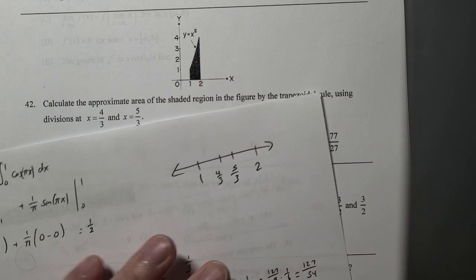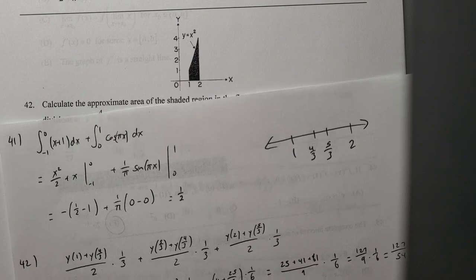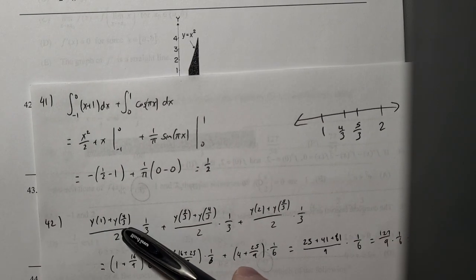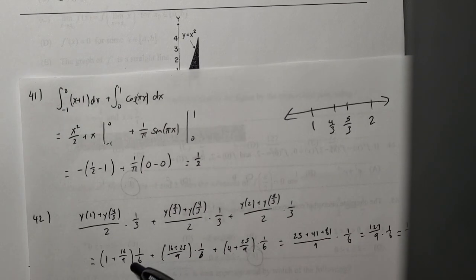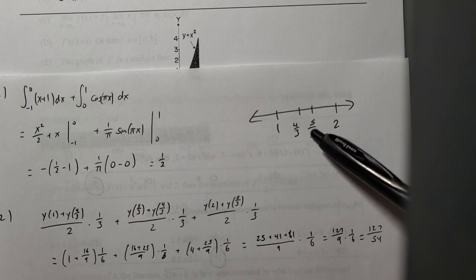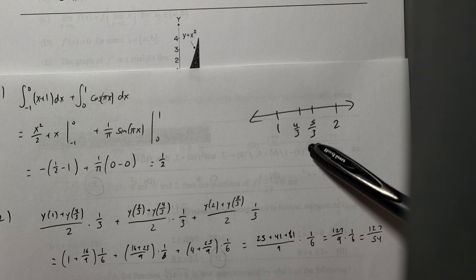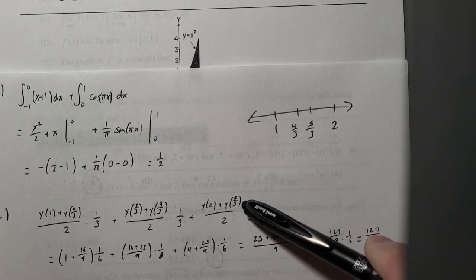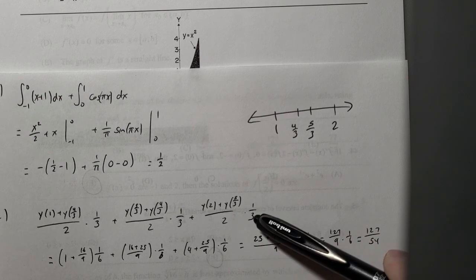1, 2, 3. The area of a trapezoid is the average of the bases times the height. So in this first one, y of 1 plus y of 4/3 divided by 2 times the height. What's the height? That is 1/3. Similarly, y of 4/3 plus y of 5/3 divided by 2 times the height, again 1/3. And lastly, the last trapezoid, y of 2 plus y of 5/3 divided by 2 times the height, again 1/3.